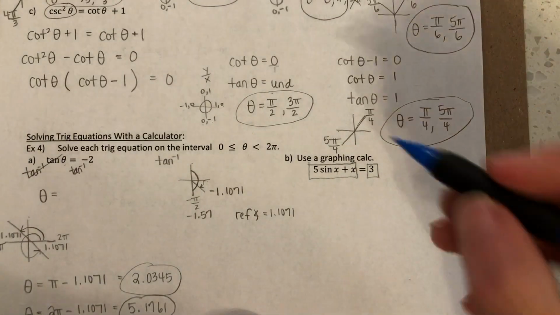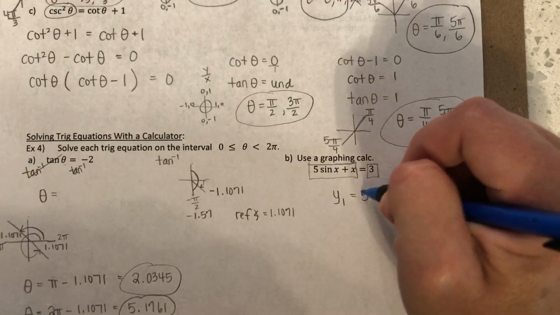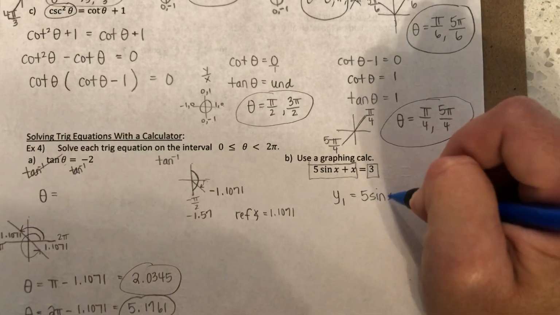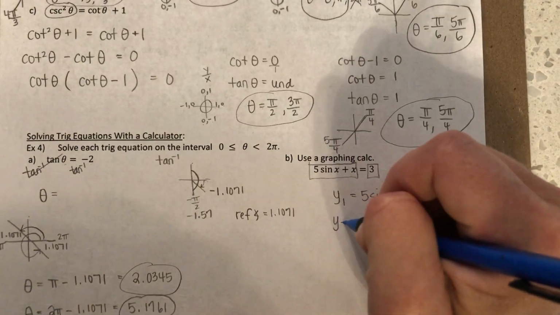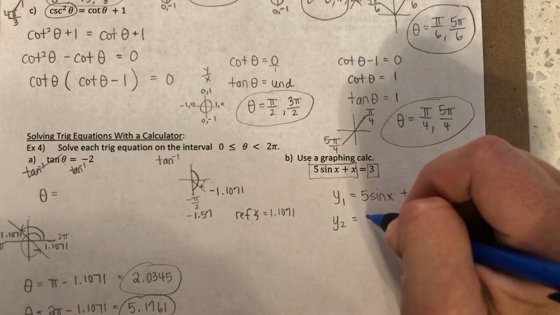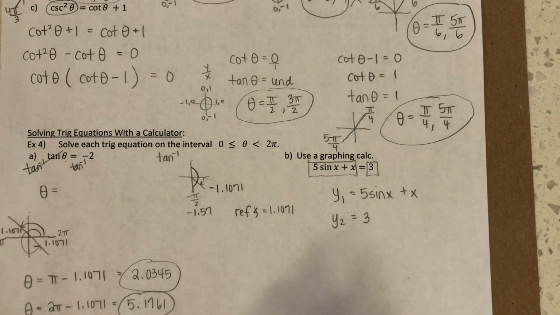So you're going to go to a graphing calculator and let y1 equal the left side, 5 sine x plus x. Then you're going to let y2 equal the right side of the equation, 3. And then you're going to use that intersect feature. Where do these graphs intersect?